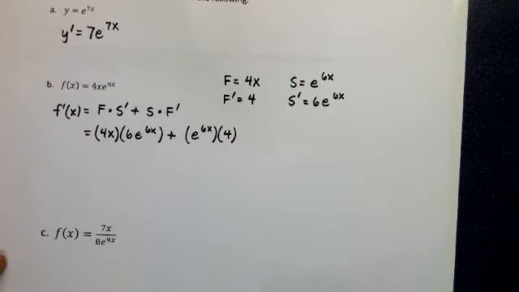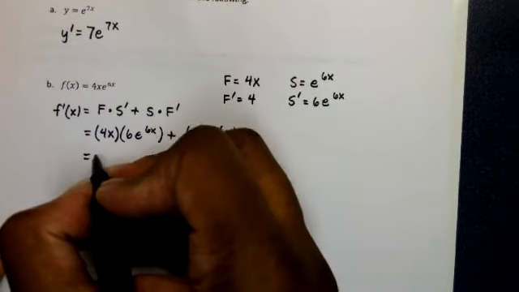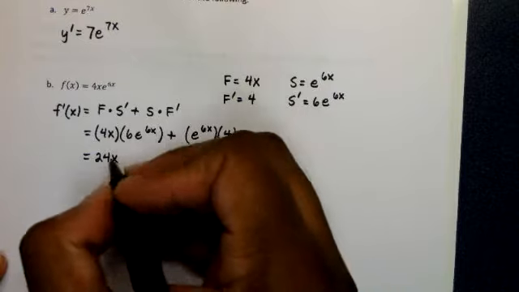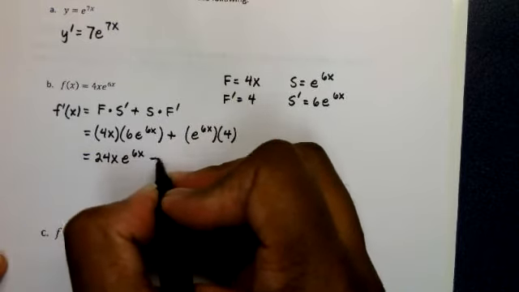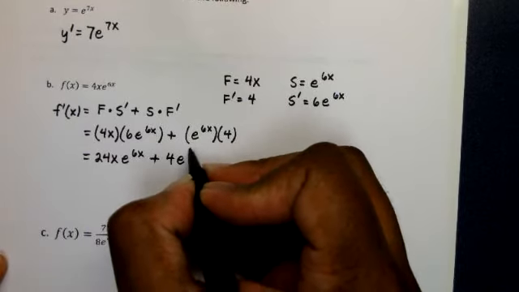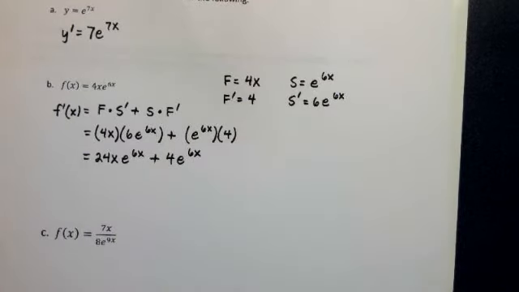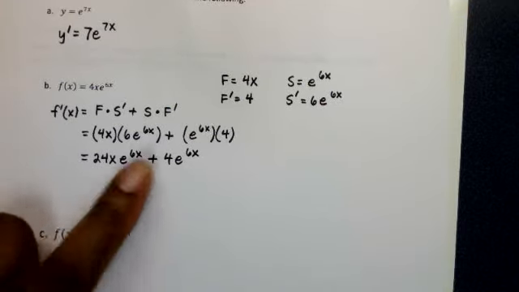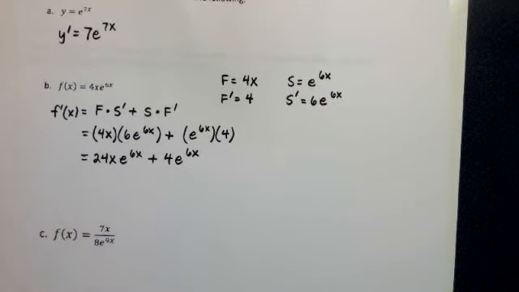Now, if we simplify all of this, 4x times the 6, that's going to be the 24x. Then bring over the e to the 6x plus, well, I can pull the 4 in front of the e to the 6x, and I'm done with that problem because I can't combine anything. I could factor e to the 6x out if I wanted to, but it pretty much wouldn't matter. So I can leave that as 24x e to the 6x plus 4e to the 6x. That's my final answer.